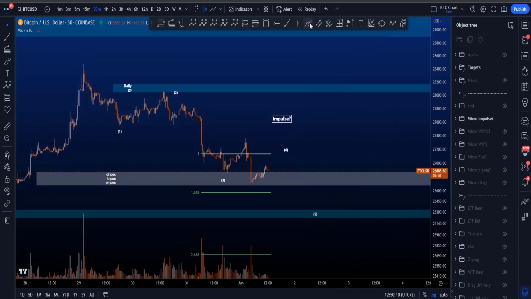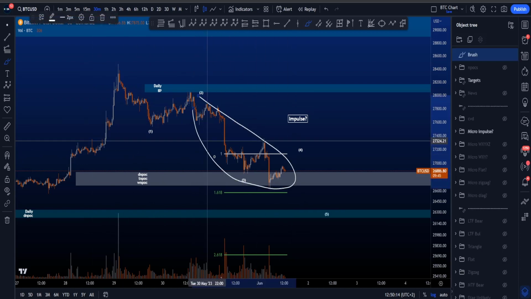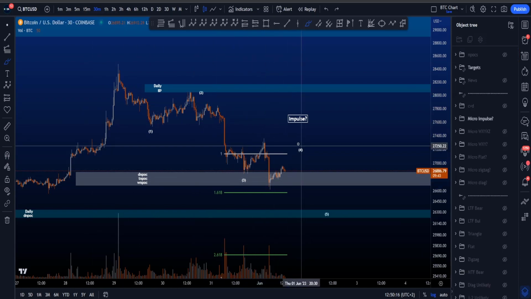So also this impulsive structure is not the cleanest because of this wave 1, but mainly because of this structure over here, where this looks very corrective, and then a potential 4.